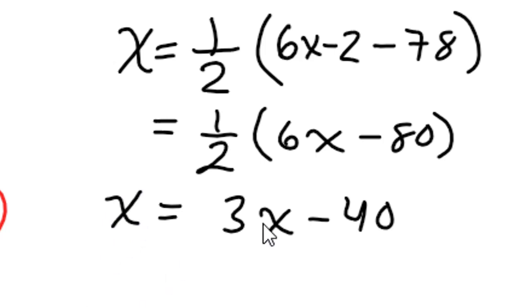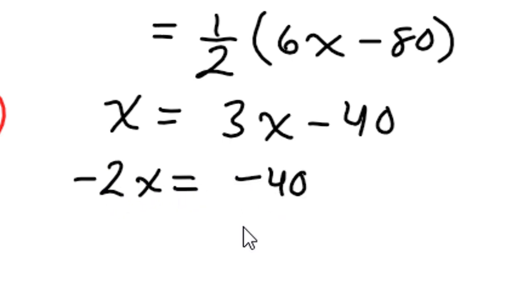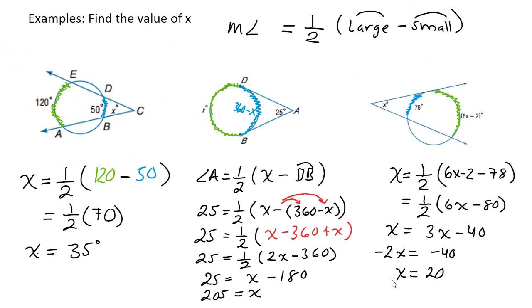And this is X over here. So let's go ahead and bring the X over to the left. So we're going to subtract 3X from both sides. So I'm going to end up with negative 2X. And this is going to be equal to negative 40. And dividing by negative 2, we get that X is going to be equal to positive 20. So this is the measure of the angle. Okay, so here you have three different examples. Make sure that you review them, especially this one here, the second one, because of this negative that we have to distribute to that expression.